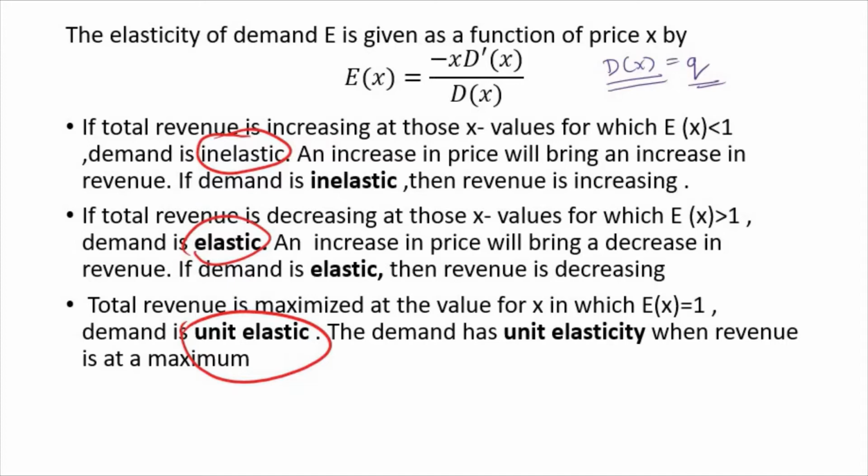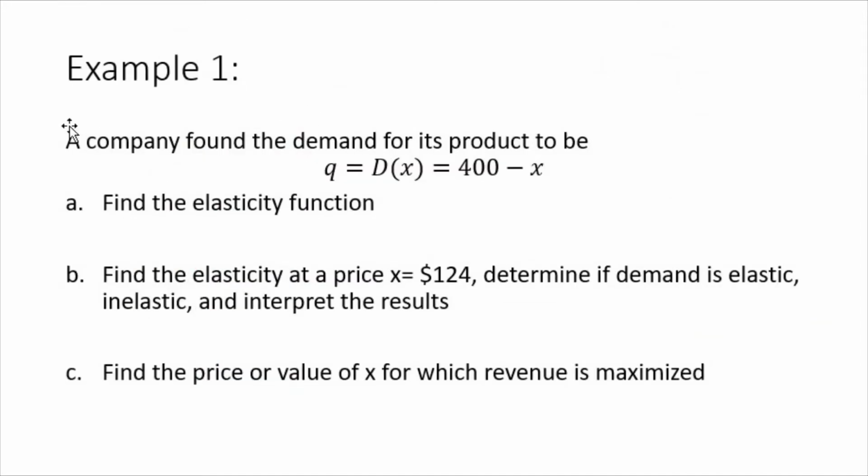So let's look at some examples. Let's look at the first example. A company found the demand for its product to be Q is equal to D of X is equal to 400 minus X. We want to find the elasticity function. We want to find the elasticity at a price X is equal to 124. We want to determine if the demand is elastic or inelastic and then interpret the results. Or what should we do? Should we increase the price, keep the price as it is, or decrease the price? And finally, we want to find the price or value for which revenue is maximized.